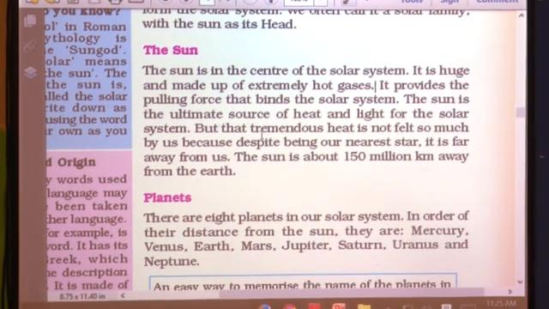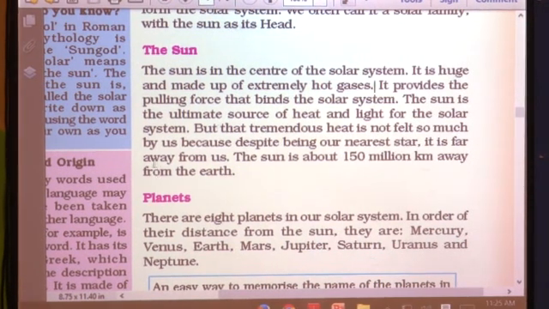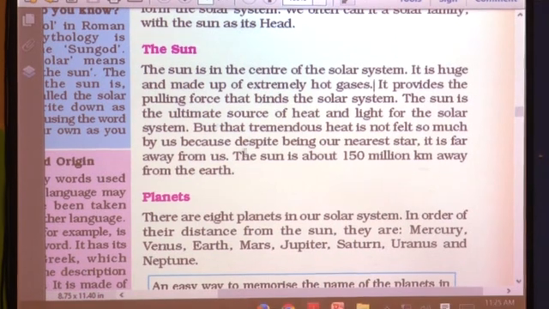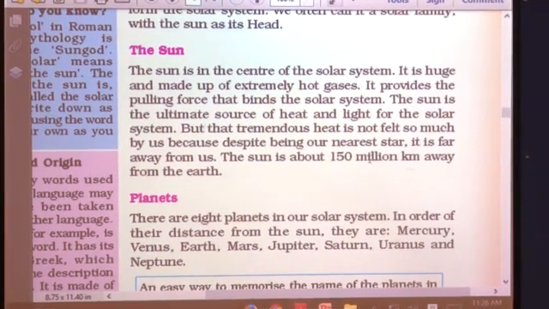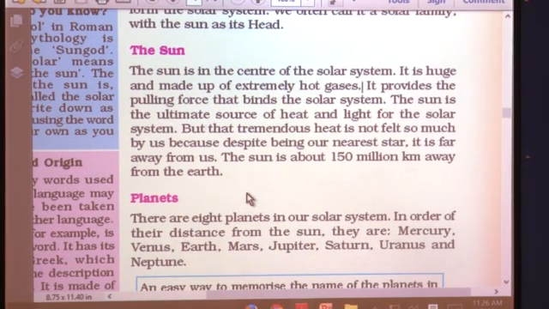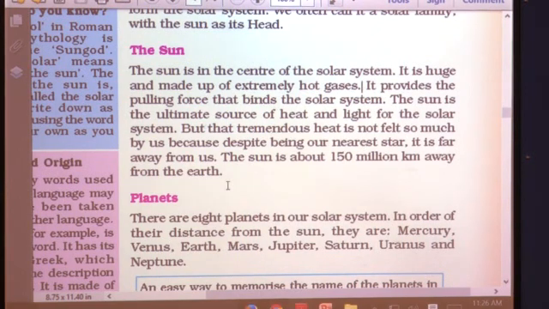But that tremendous heat is not felt so much by us. Why? Because despite being our nearest star, it is far away from us. Though it has tremendous heat and light, that much is not felt by us. Why, children? Because it is very far away. It is about 150 million kilometers away from the Earth.